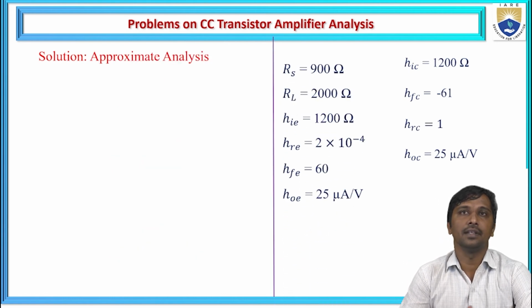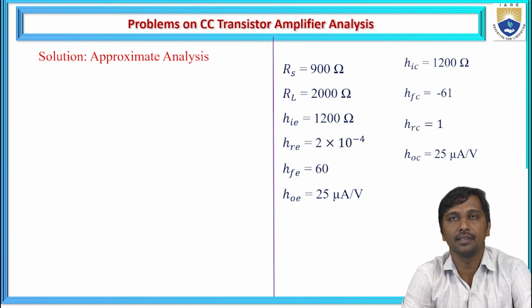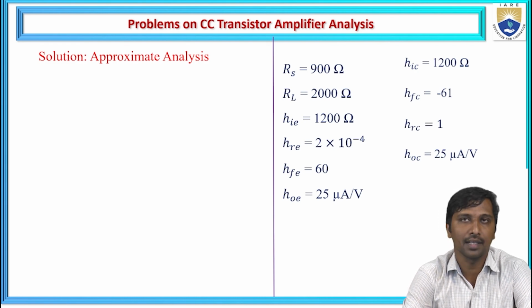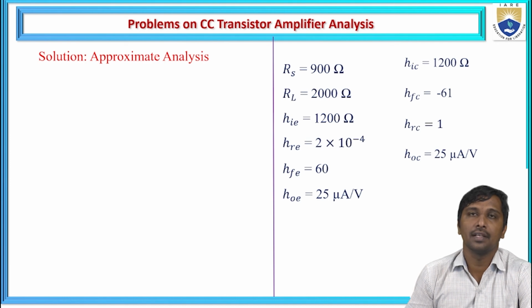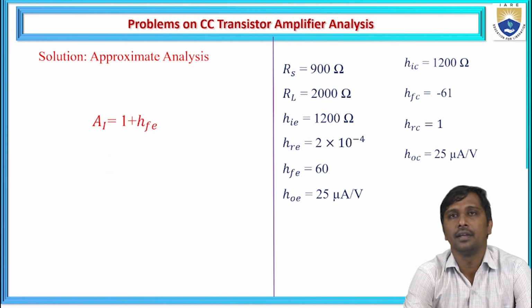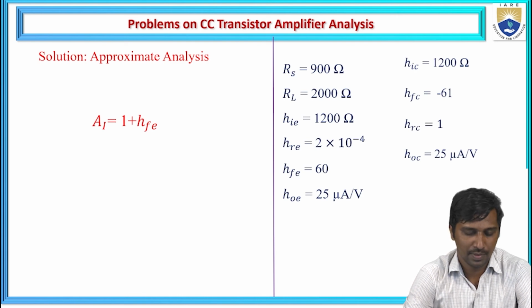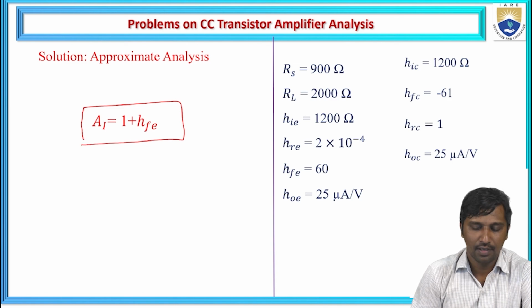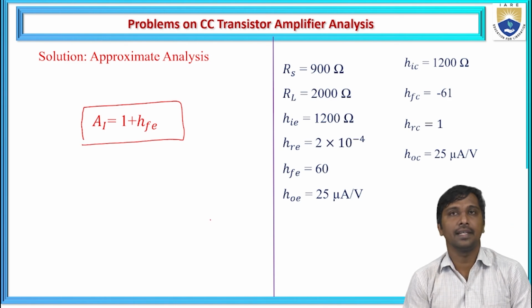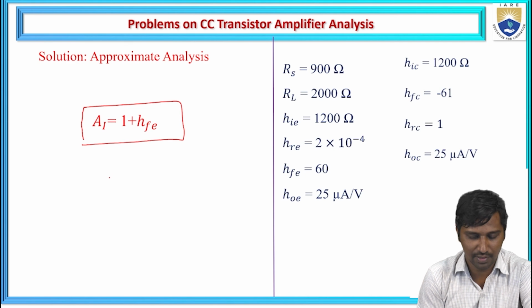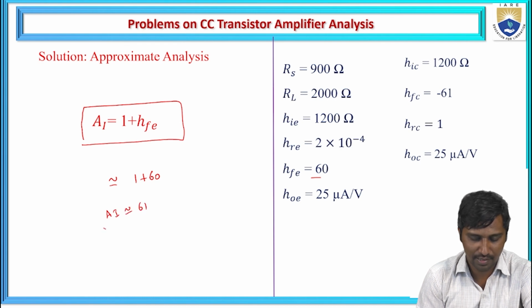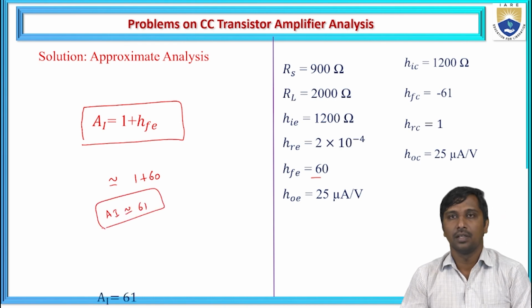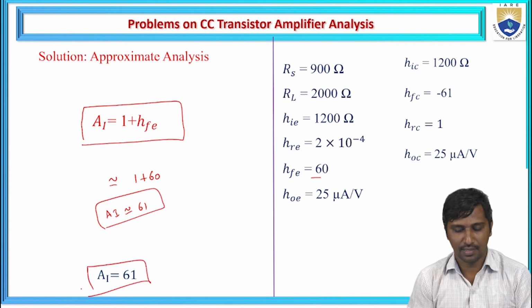Now, this is the exact analysis. Now we'll see the approximate analysis. In the approximate analysis, we should neglect the reverse voltage gain. Based on that, the current gain of a common collector transistor amplifier is directly represented as 1 plus HFE. So this is 1 plus HFE value, which is 60. Hence from this, the current gain is represented as 61.